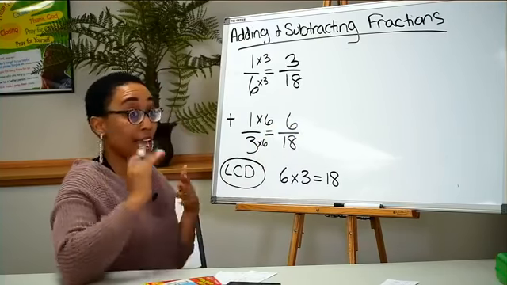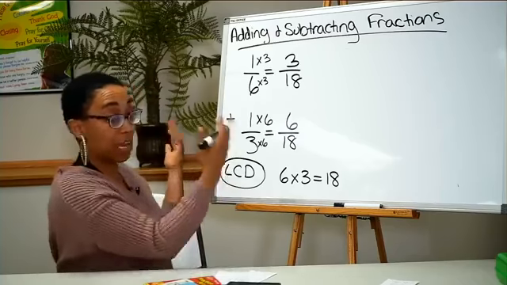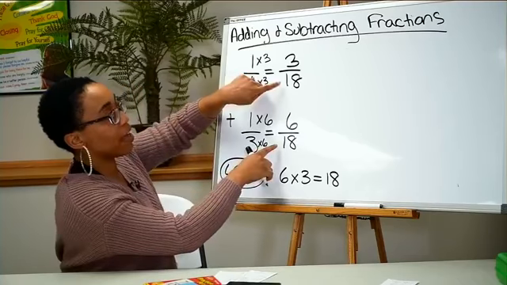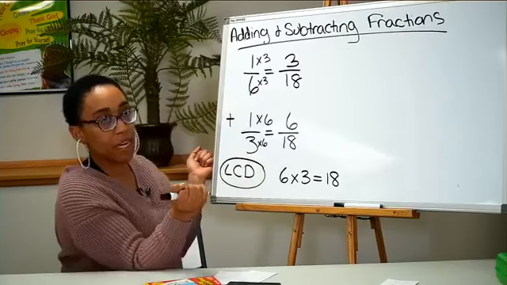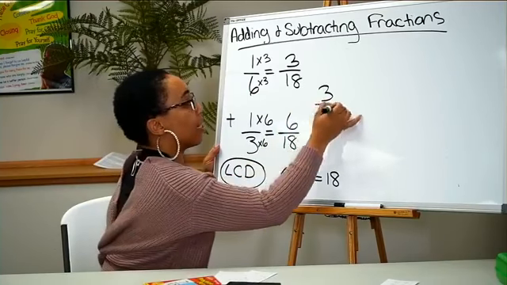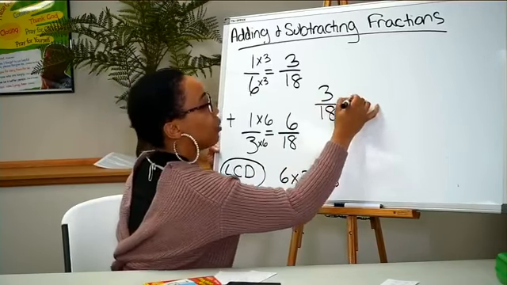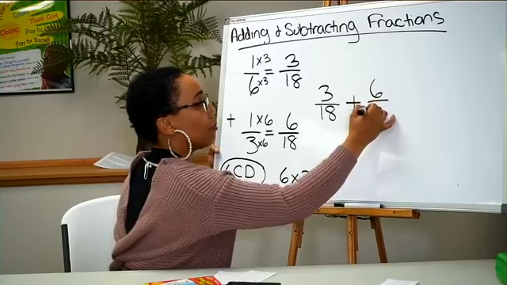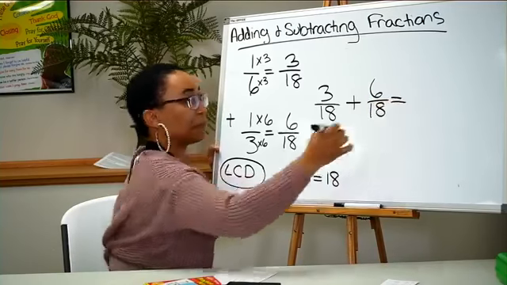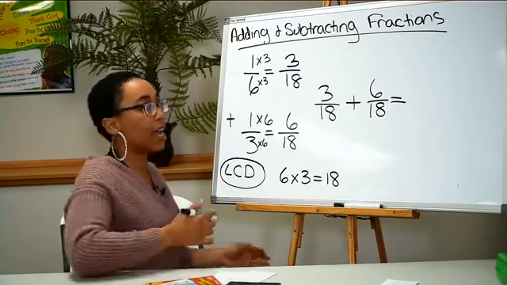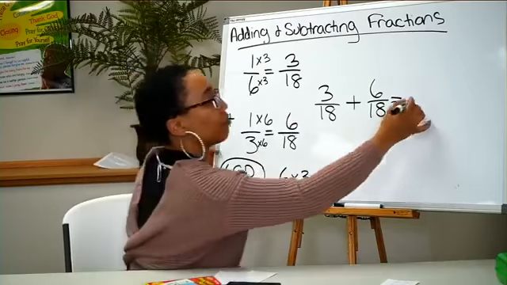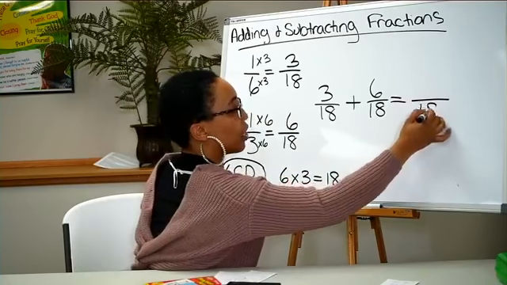So now we can just add the fractions like we did before because we have like denominators. So I'm just going to rewrite it for clarity's sake. So we have 3/18 plus 6/18. Okay? So now we're going to add. We have like denominators, so it's not going to change.